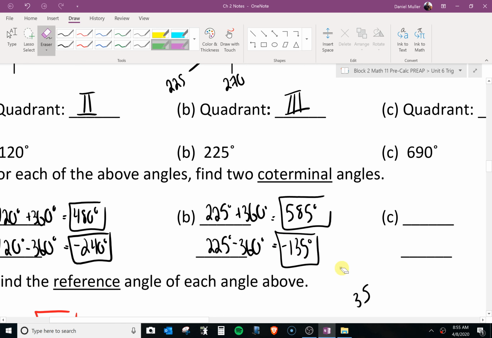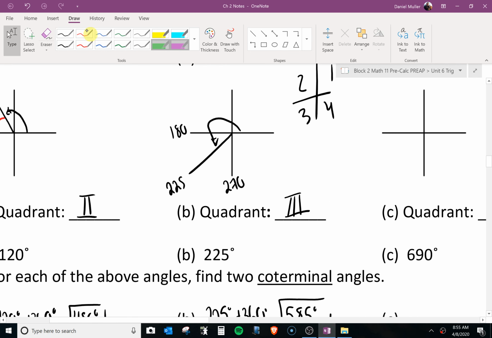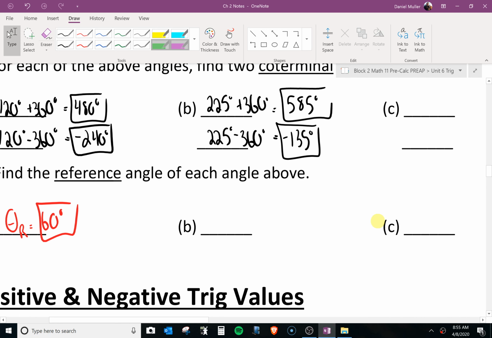That is my coterminal. And then it wants to know my reference angle. So the reference angle is the gap between the terminal arm and the x-axis, so that little gap right there. And the difference between 225 and 180, so that little gap is 45 degrees. So theta r is 45 degrees.